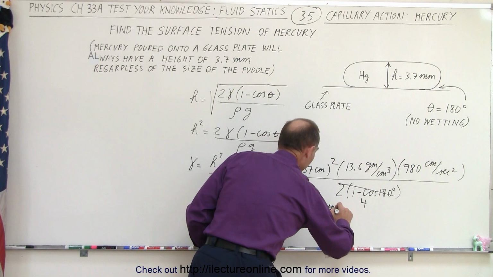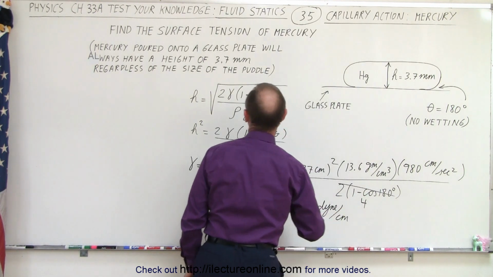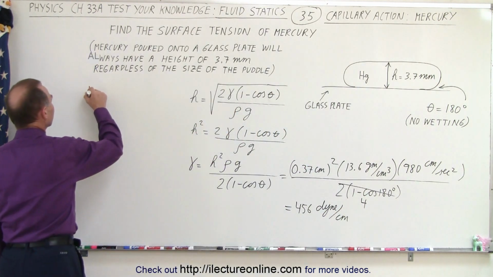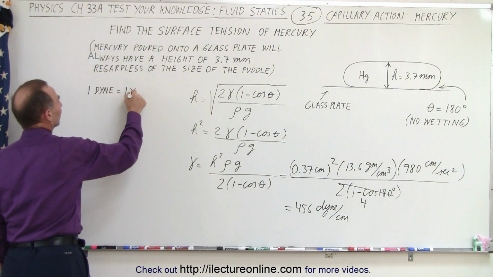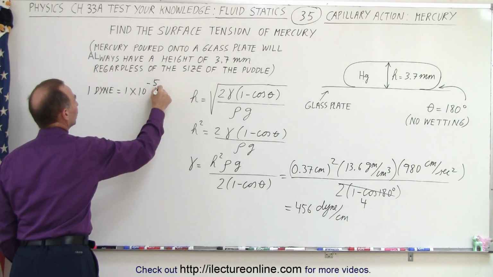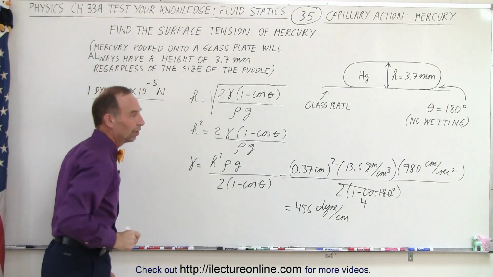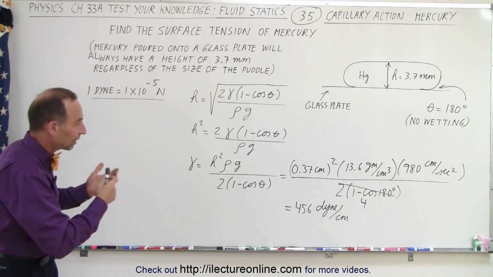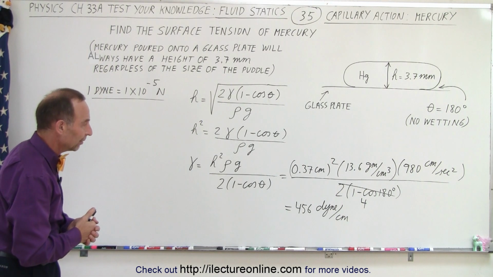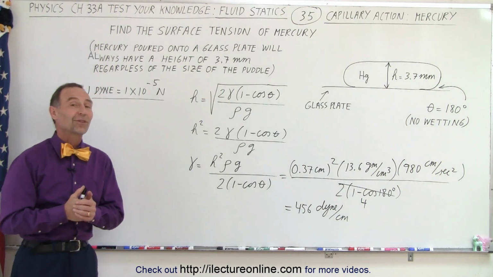dynes per centimeter. Now remember that 1 dyne is equal to 1 times 10 to the minus 5 newtons. So that's the conversion from dynes to newtons, and so that gives us a little bit more of a feel for what that is. And that's how you find the surface tension of mercury.